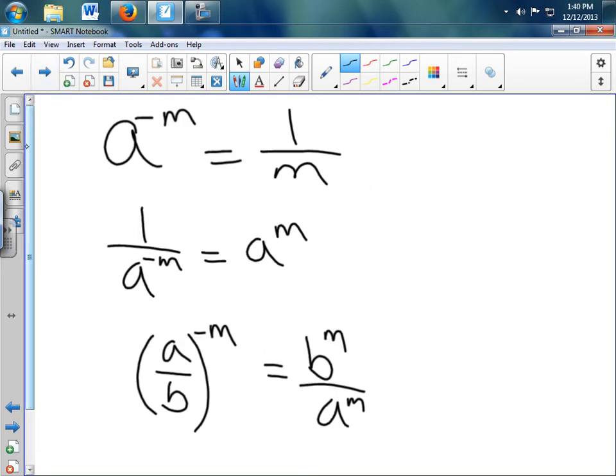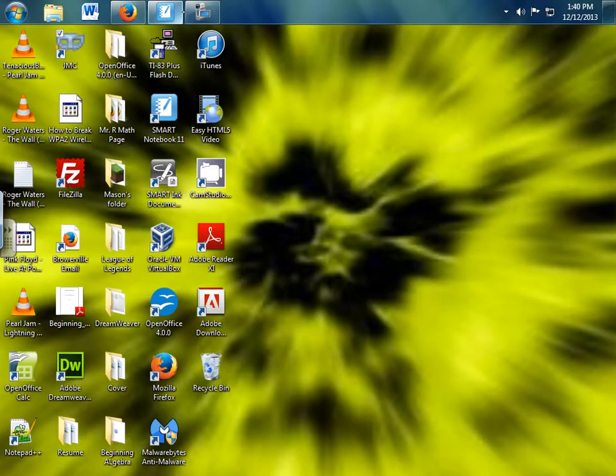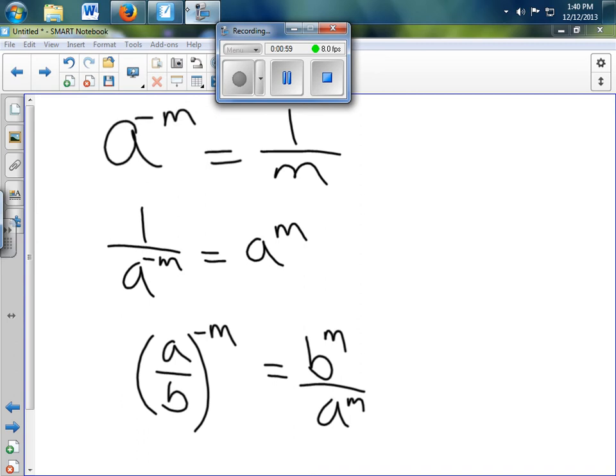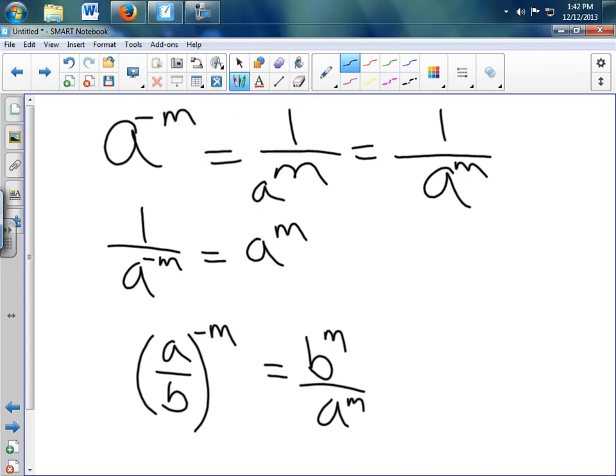Now the one that confuses everyone. This is your negative exponent rules. So I'll give you a moment to copy them down. Oh, that wasn't smart. Okay, here we go. Now, these are the rules.